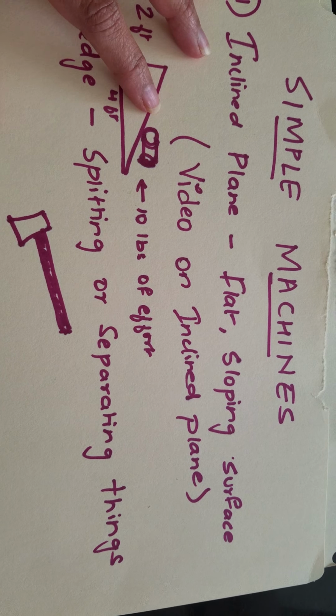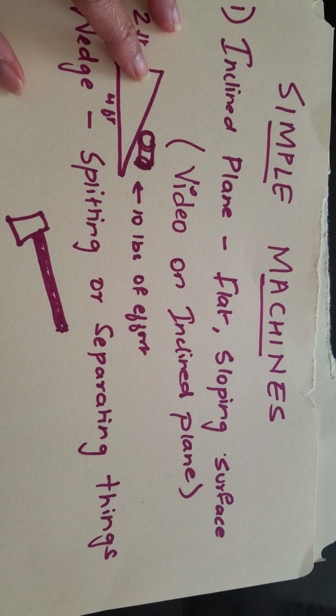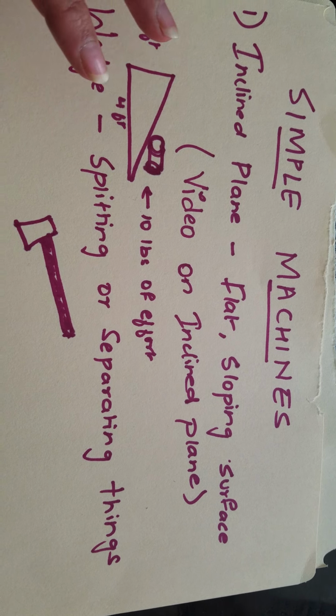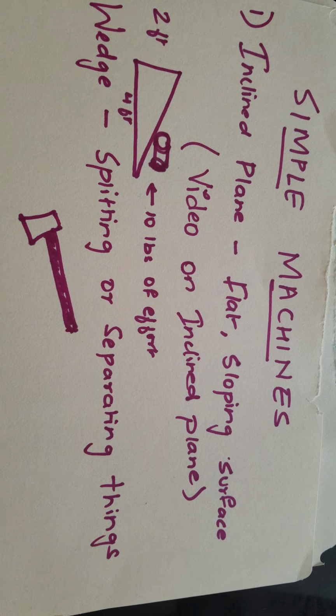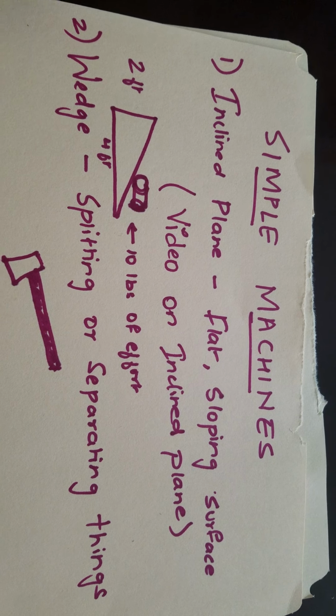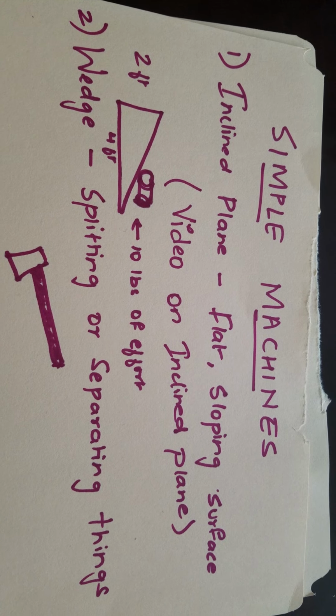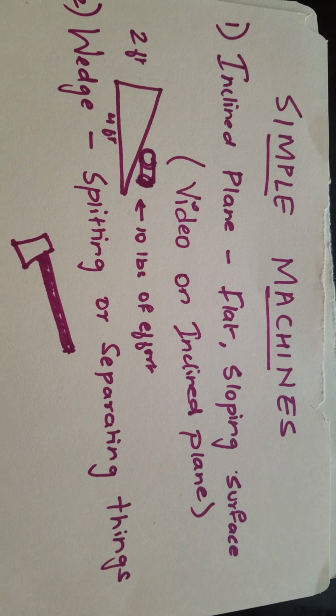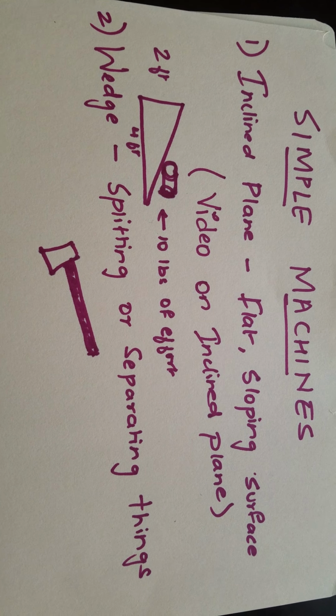Every machine in the world is a discovery with a combination of the simple machines. So all the manufacturing units use a combination of simple machines to create a complex machine.